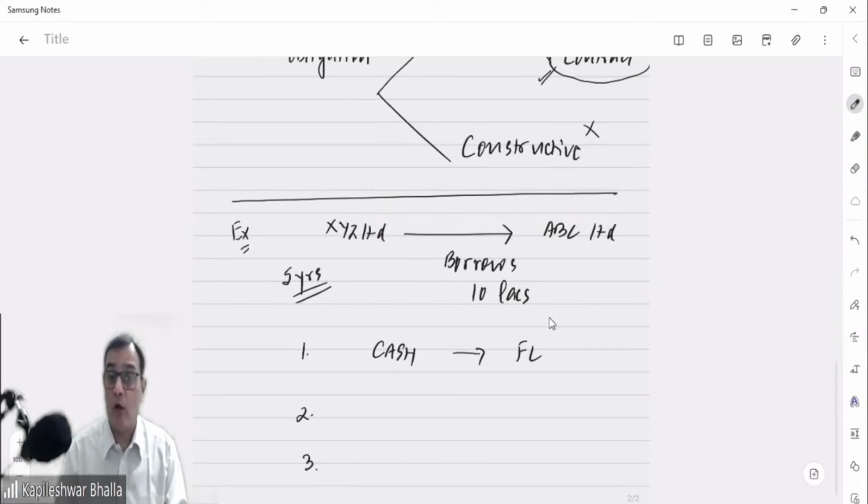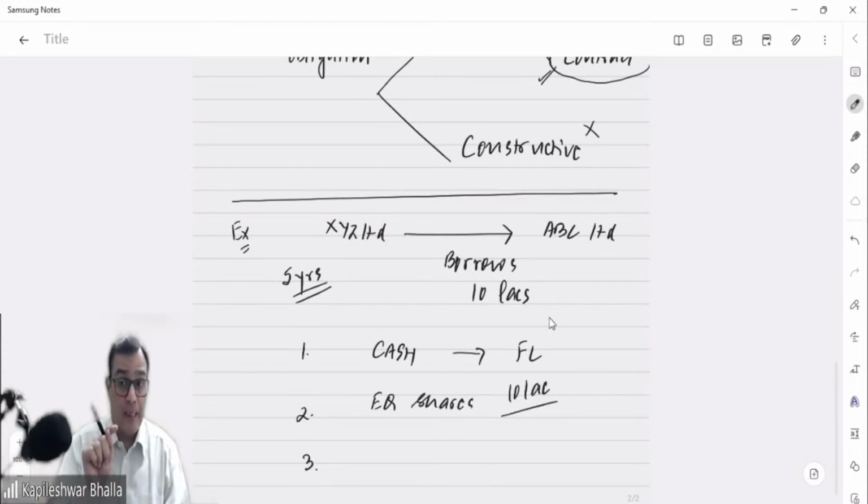Now, the second option. XYZ company tells ABC that instead of giving you cash after 5 years, I will give you equity shares in my company. He says that I need to pay you 10 lakh rupees after 5 years, and my share price as of today is 500 rupees. This is the price as of today.